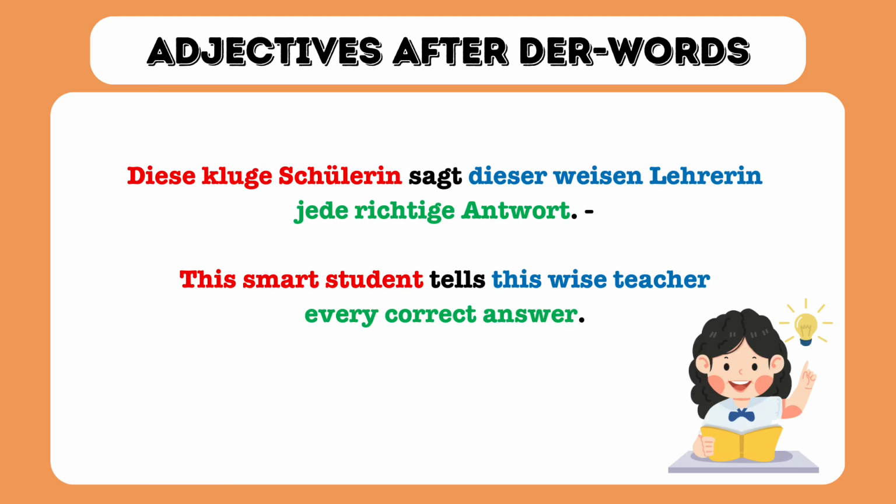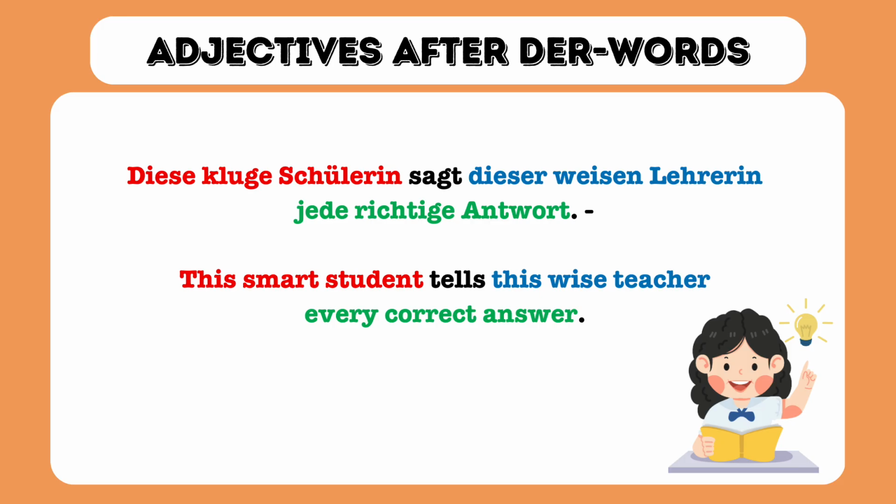Diese kluge Schülerin sagt dieser weisen Lehrerin jede richtige Antwort. This smart student tells this wise teacher every correct answer. Again, highlighted in red here, we have diese kluge Schülerin. This is in the nominative case because it's the one that's saying something. Diese has an E at the end of it, as does kluge, because this is feminine and in the nominative case. Antwort is also feminine, but in the accusative case. It's the thing being said.